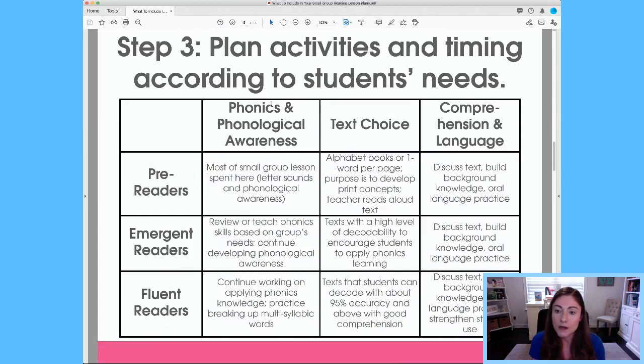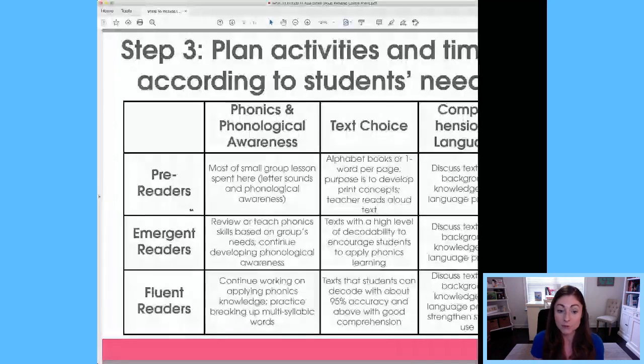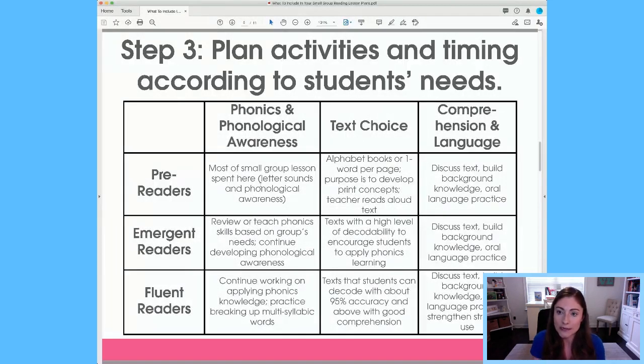When it comes to the phonological awareness and phonics component of our lesson plans for small group, we want most of our small group lesson to be spent here. Because yes, we can do work with books, and I'll talk about what that might look like, but we are really starting with the basics. Fluency, comprehension, all of that comes, right? But if the kids can't lift the words off the page, then we're going to have trouble with reading.